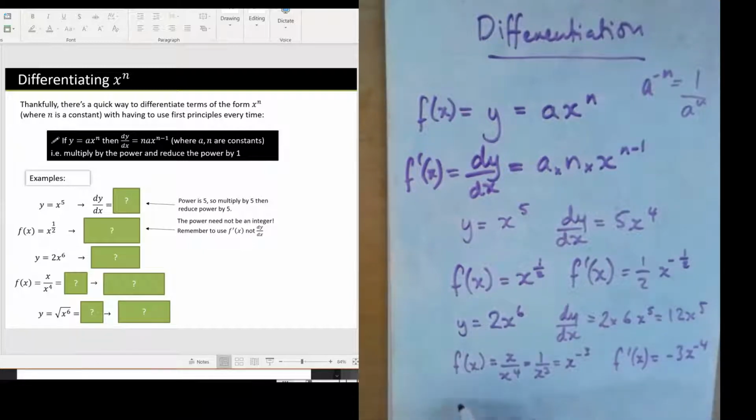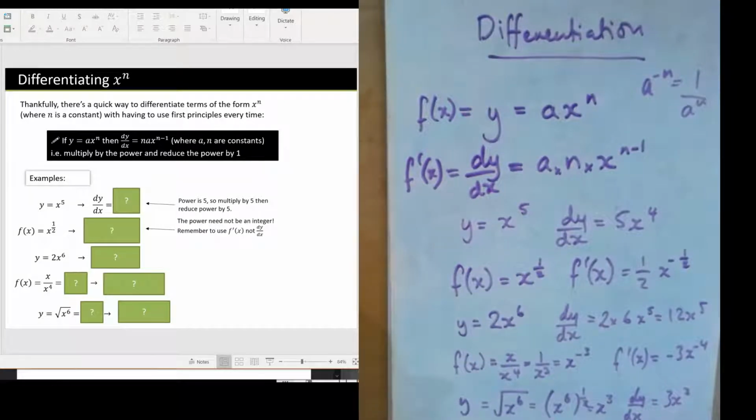So then I would just bring the minus 3 down, x to the power of negative 4. Okay. Last but not least, we've got y equals the square root of x to the power of 6. Square root would just be a power of a half. So all I need to do is simplify that. 6 times a half is 3. So that means dy over dx equals 3x squared. So once you simplify it, it becomes so easy to do.